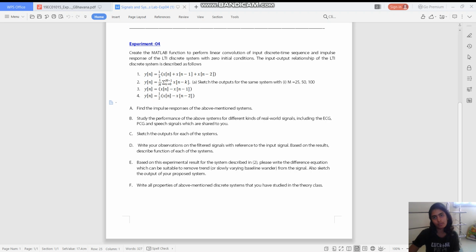So we were given four inputs: PPG, ECG and speech signals. We are asked to find the impulse response, and then by using these two we will find the output of the system using convolution, and then based on the outputs and inputs we'll try to tell the behavior of these systems and mention the properties of these systems.